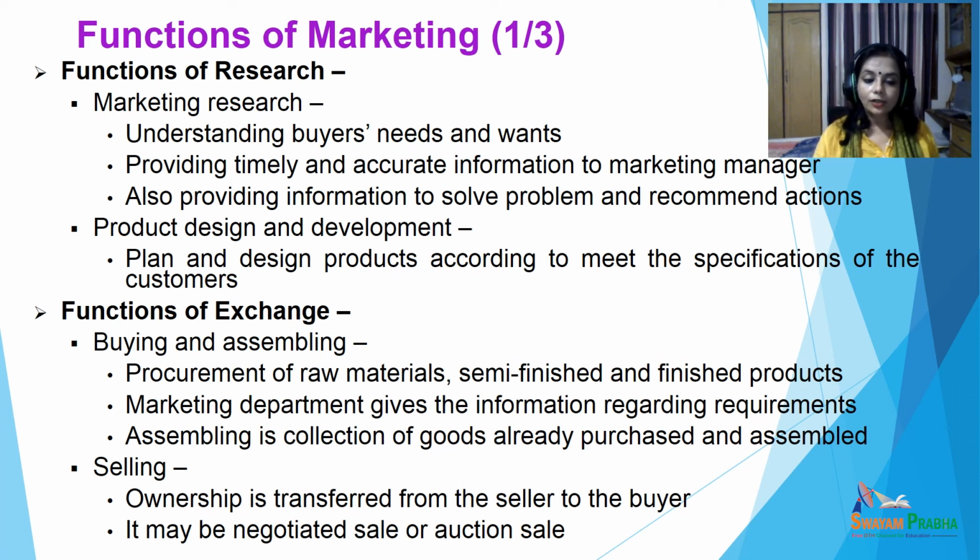Then another is selling. In selling, ownership is transferred from the seller to the buyer. It may be a negotiated sale or auction sale. So two types of sale are possible. Generally it is a negotiated sale, that is negotiated between the buyer and the seller, or supplier and the producer. And finally it can be an auction sale also in certain cases where the goods are transferred on the basis of auction sale.